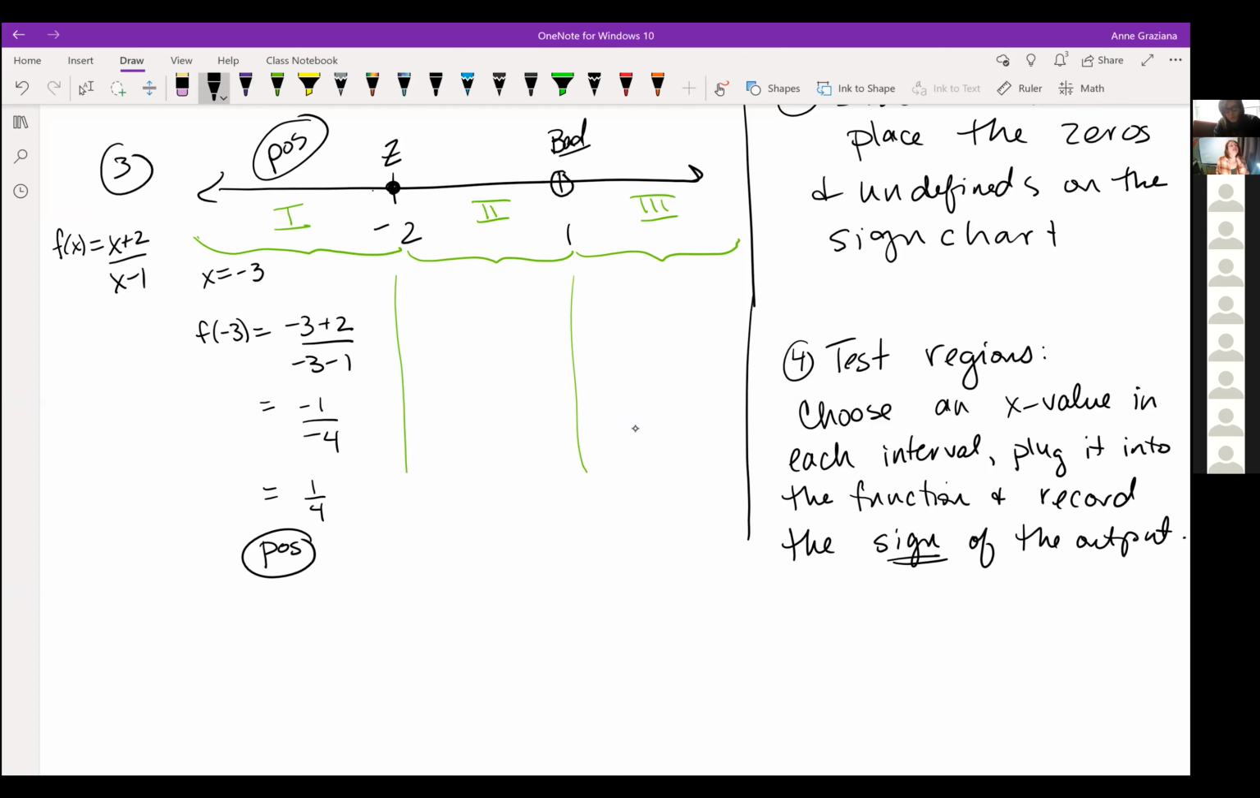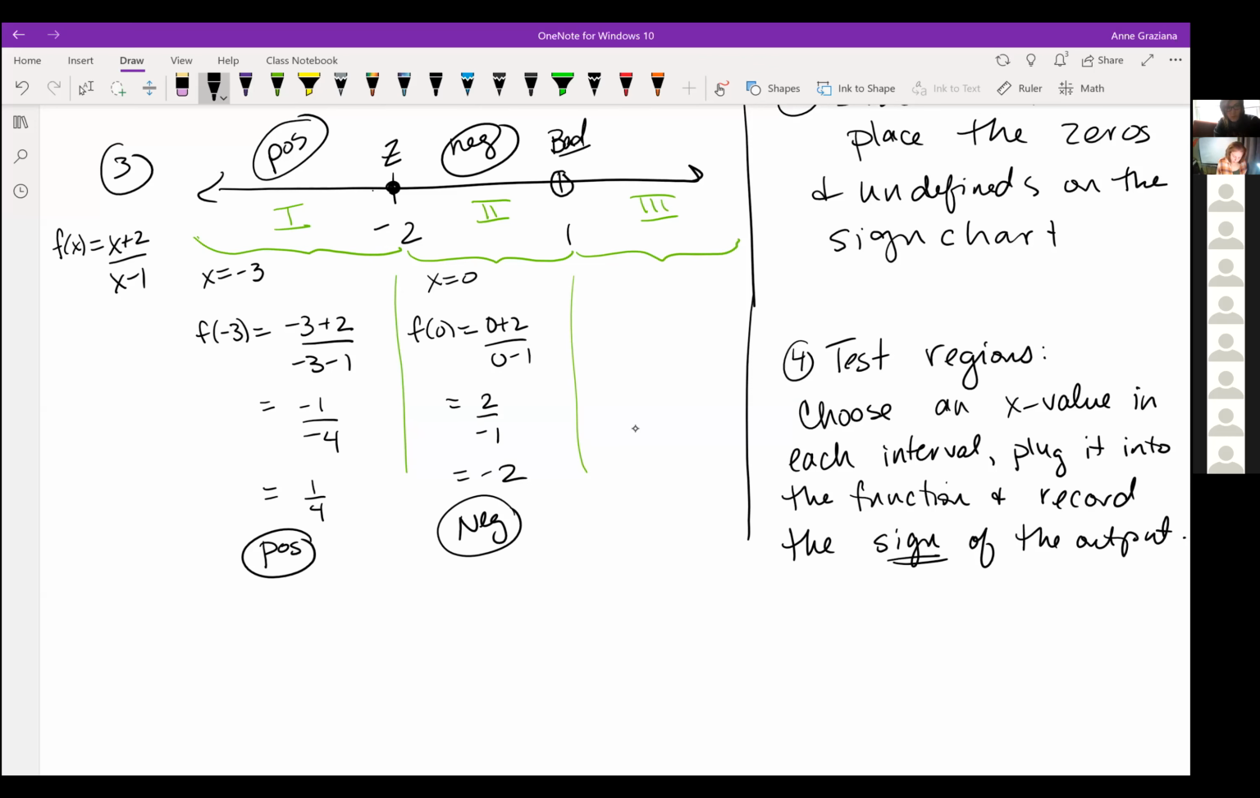All right, now in region 2, what x value should we choose in region 2? 0, yes. Anytime you can pick 0, take 0, right? So x is 0, so f of 0 is going to be 0 plus 2 over 0 minus 1. And that's going to be 2 over -1, which is -2, and that is negative.